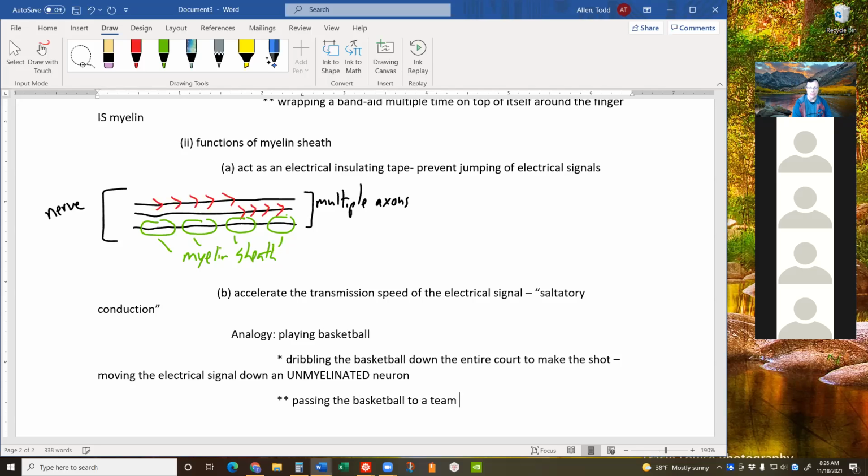Passing the basketball to a teammate that is physically closer to the net is saltatory conduction. What I'm suggesting is we're not passing the basketball, we are passing the electrical signal. The only reason this happens is because of the myelin sheath. The myelin sheath enables the passing of the electrical signal.